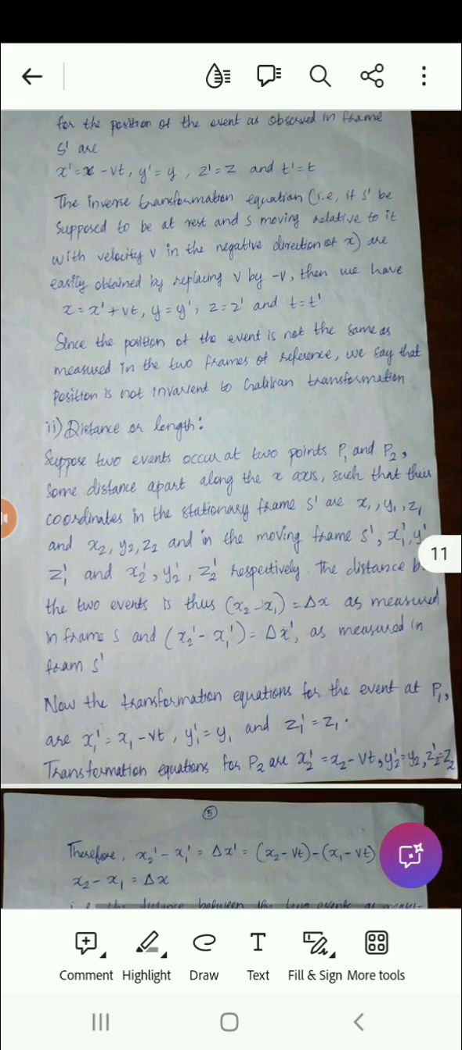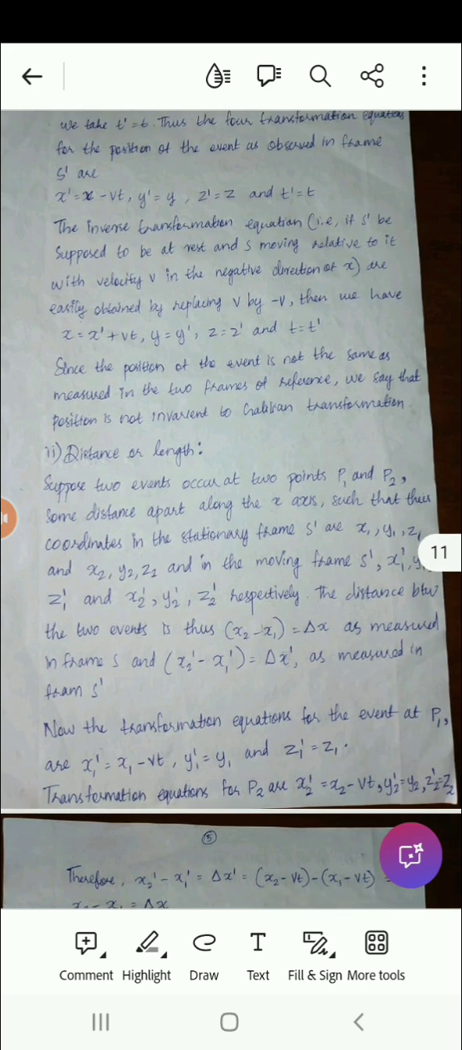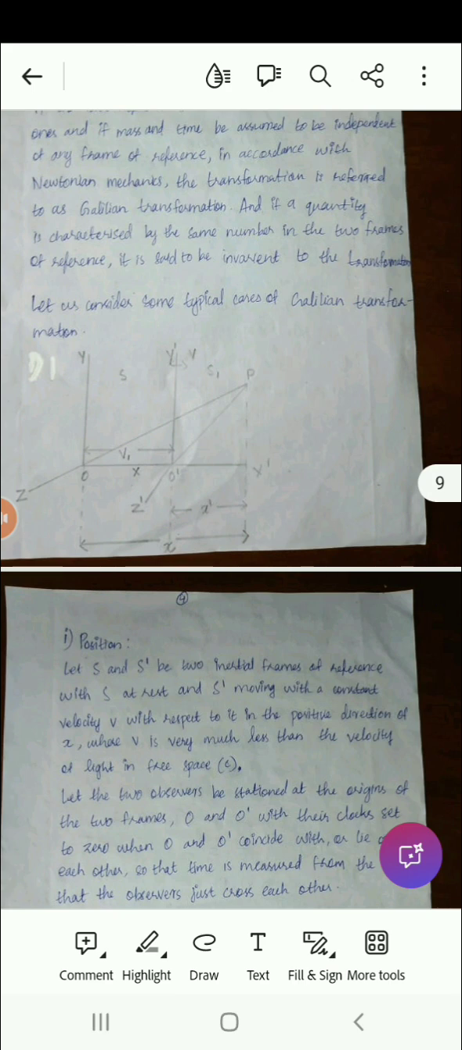For that, we are assuming two events occurring at two points P1 and P2 in both the inertial frames. In S1, two events are happening, and in S2, two events are happening, and let the distance between P1 and P2 be two events at S.